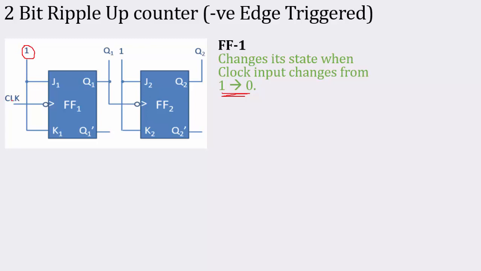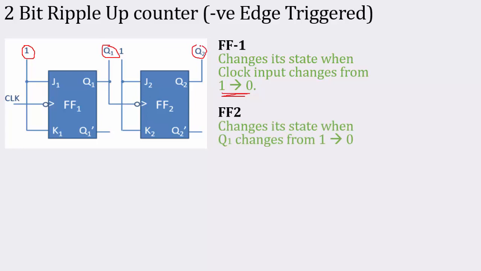So when the clock transitions from 1 to 0, Q1 will change. Now what about flip flop 2? The clock of flip flop 2 is connected to Q1. That means flip flop 2 changes its state, that is, Q2 changes, when Q1 changes from 1 to 0. Understand this, it is very much important.